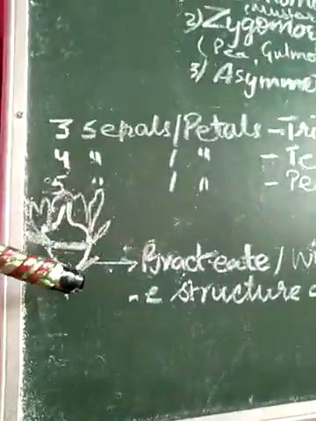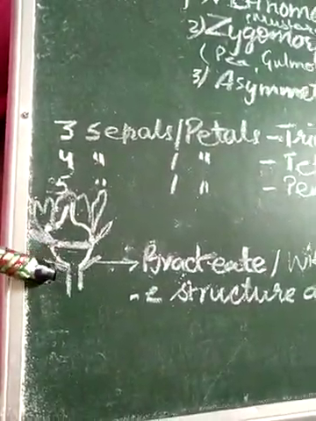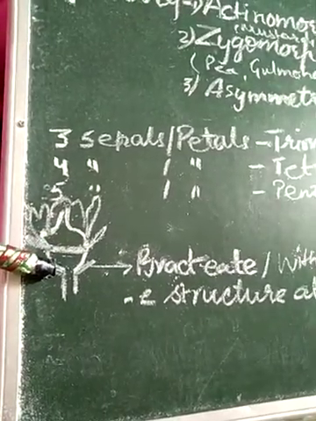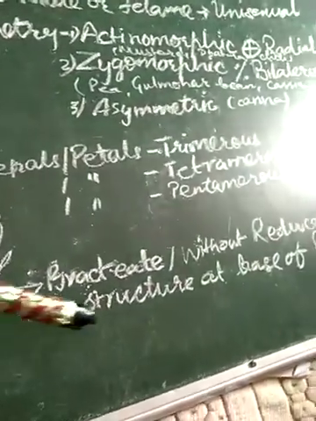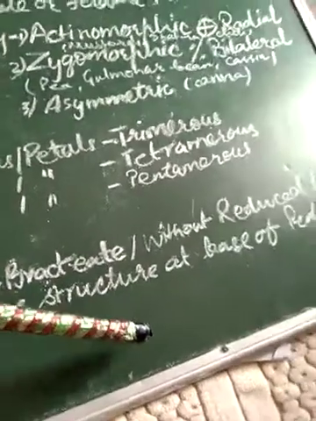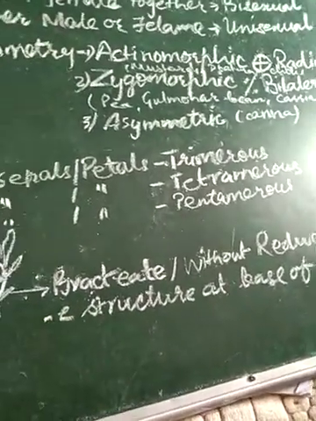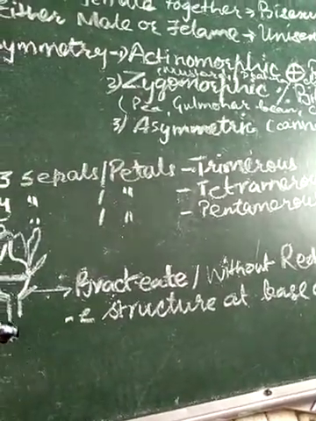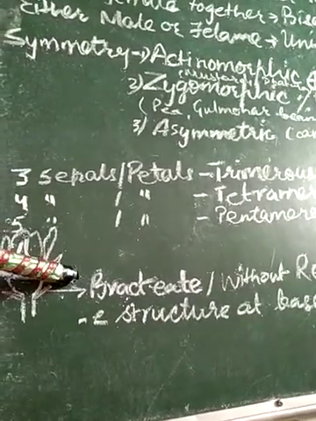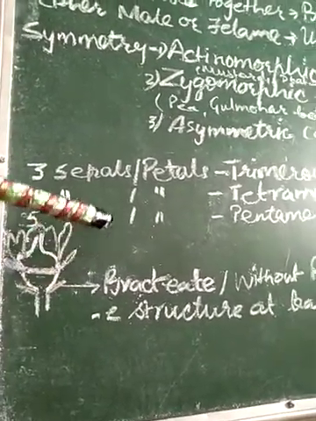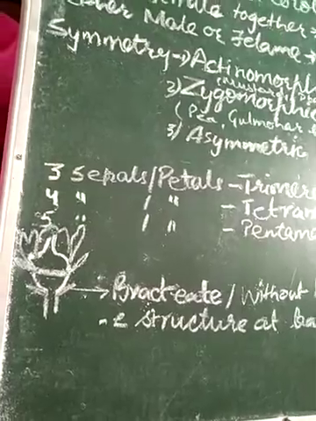Then if the bract is absent, that means these reduced structures are absent at the base of the pedicel, then we say it is ebracteate. We add an E over here, then it is the ebracteate flower.